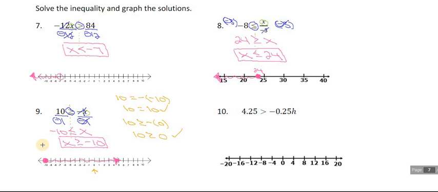I would like you to give number 10 a try. Be careful with the fact that A, we're going to be dividing by a negative, and also our variable is on the right side. So make sure you keep everything in its lane until the very end, and then fix things up and put the variable on the left.